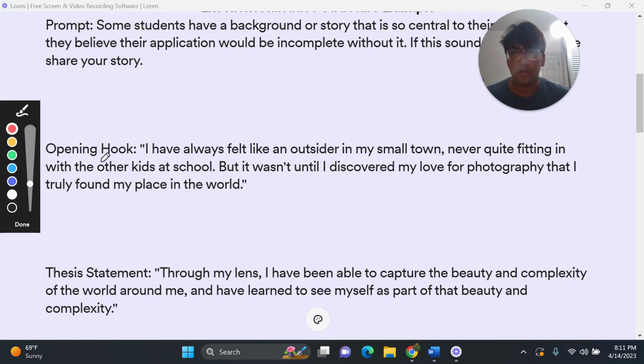First, opening hook. I've always felt like an outsider in my small town, never quite fitting in with the other kids at school. But it wasn't until I discovered my love for photography that I truly found my place in the world. So I think this is a really good hook. And the reason why is because when I'm reading a lot of students' hooks, they're very descriptive, but they don't actually establish much. It might be a lot of descriptive language, but it doesn't really share a lot about who they are as a person, and it doesn't really introduce the essay very well.